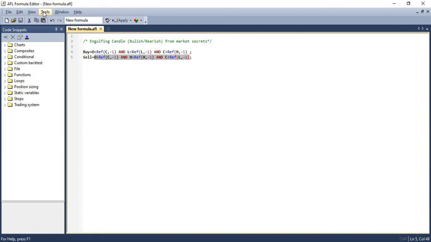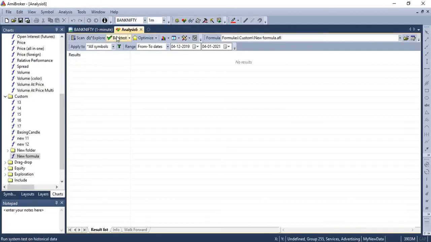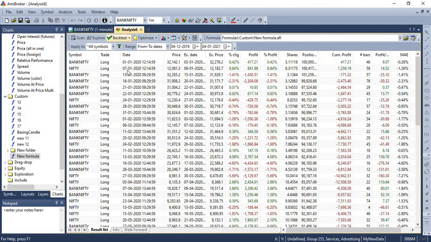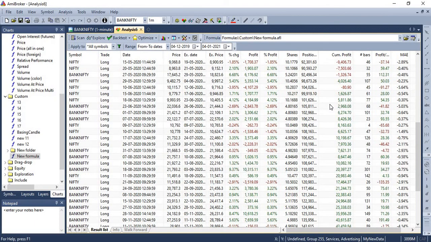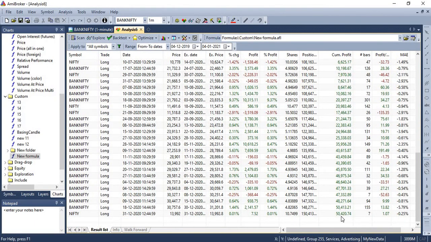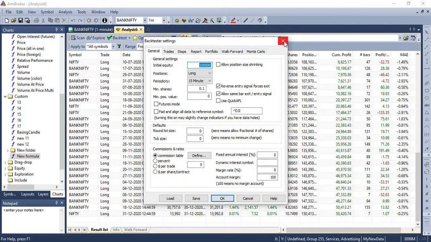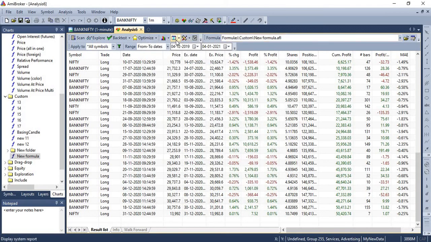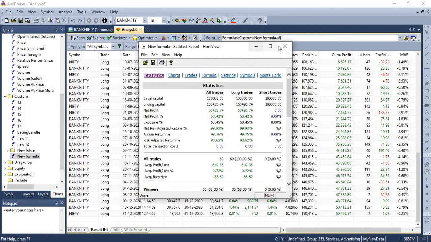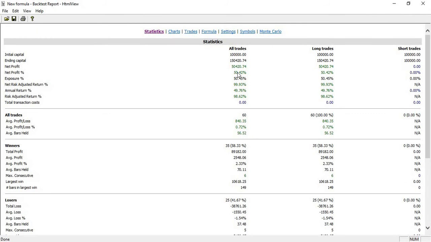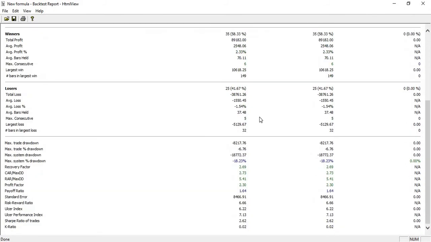Now let's move on to the backtest. So I'm going to click the backtest button. If you look at the results, there are a number of trades. And if you look at the trades, we got around 50,000 rupees as profit. So we ran it on the long side for the 15 minute candle. If you look at the reports, you'll be able to see the returns. So we got around 50% returns with a drawdown of 18%.